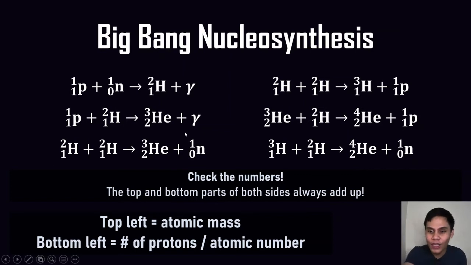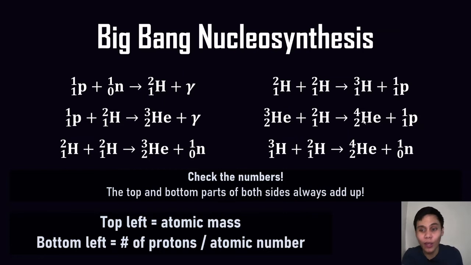But in all 6 of these nuclear reactions, which occurred during the cooling phase of the Big Bang, we can see that all of them preserve the atomic mass and preserve the number of protons. Let's check over here in this 5th equation. We have helium-3 and a hydrogen atom. If you put them together, you should get helium-4, a stable helium atom, and a proton.